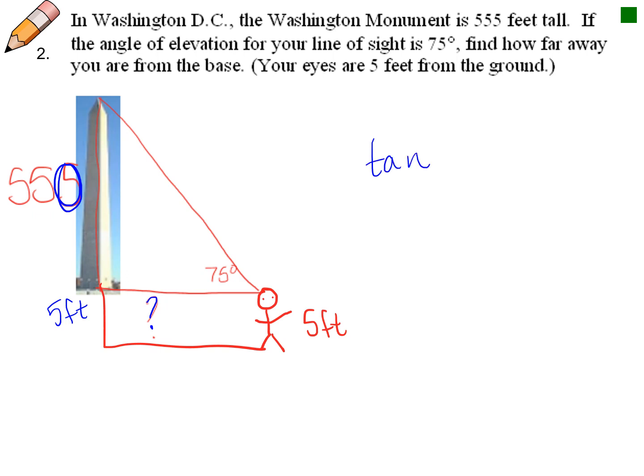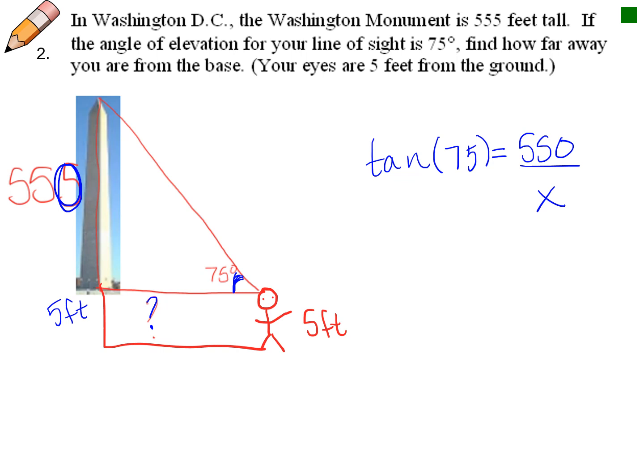And remember, my 75 degrees is an angle of elevation. That's why it goes right here. So we're using tangent of 75 degrees is equal to the opposite side length, which we found out is 550, not 555, because we're 5 feet tall. And we're talking about our eyesight here to the top of the monument, all divided by x, because that's what I want to find, the adjacent side to my 75-degree angle. That's what we want to know. How far away are we from the base of the monument?